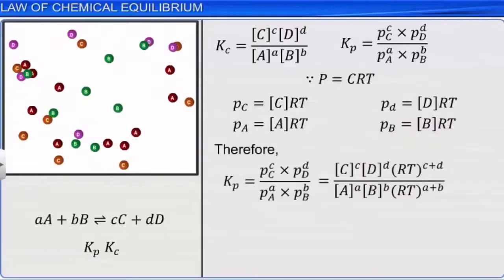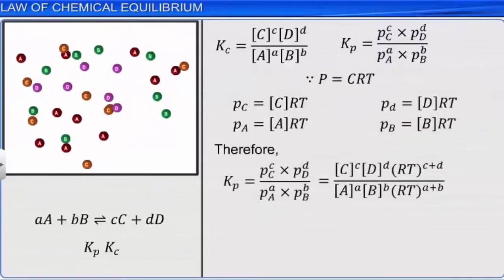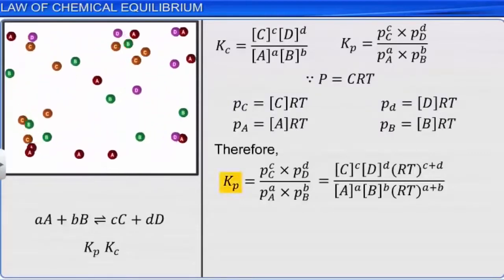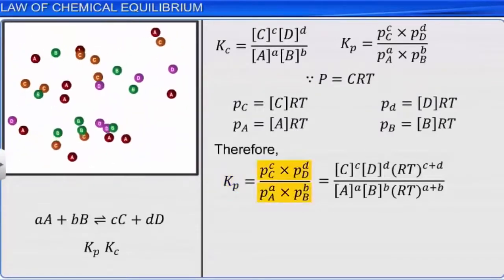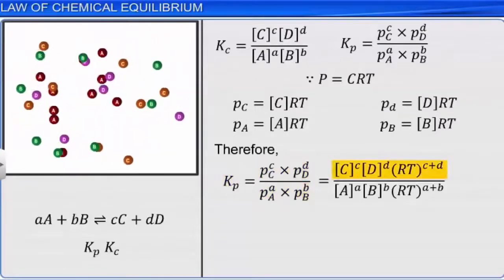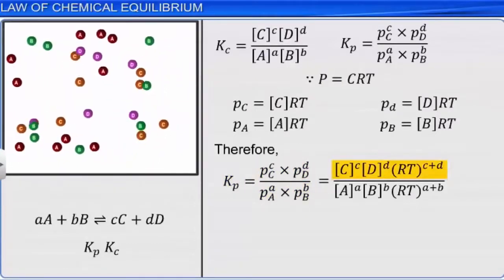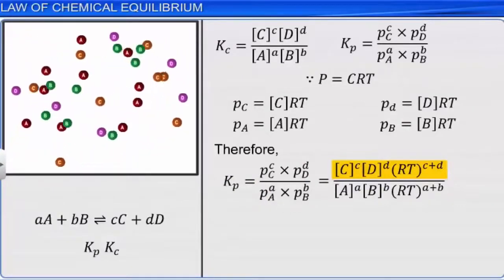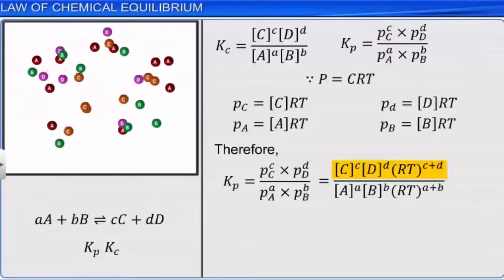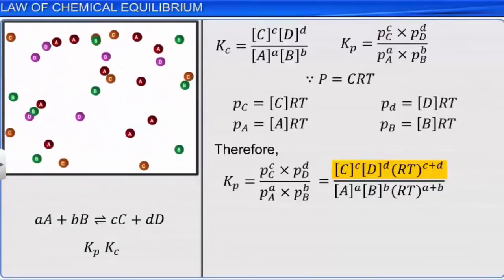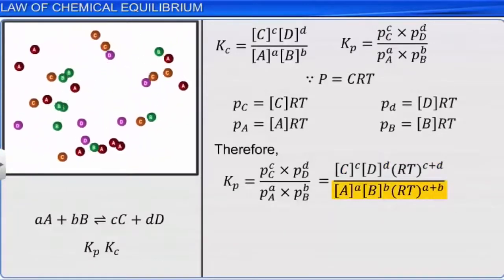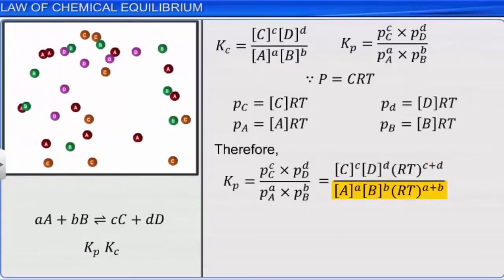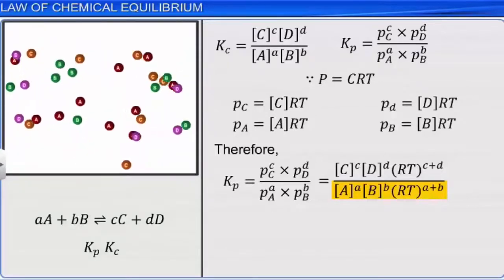the equilibrium constant in terms of pressure can be written as Kp is equal to the product of the concentration of the products, C raised to the power of c, the concentration of D raised to the power of d, multiplied by the product of R and T raised to the power of c plus d, divided by the product of the concentrations of the reactants, A raised to the power of a and B raised to the power of b, multiplied by the product of R and T raised to the power of a plus b.